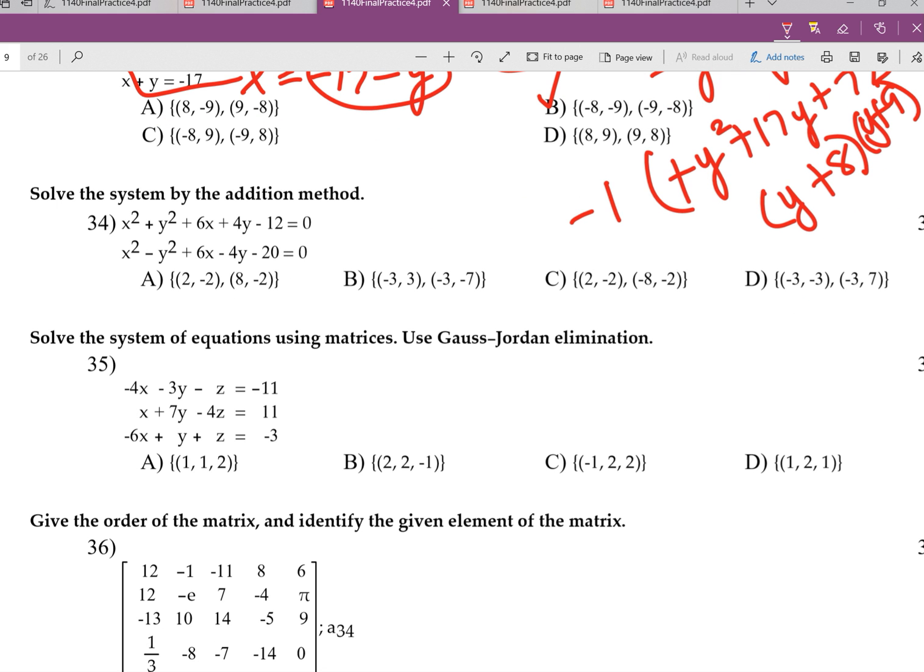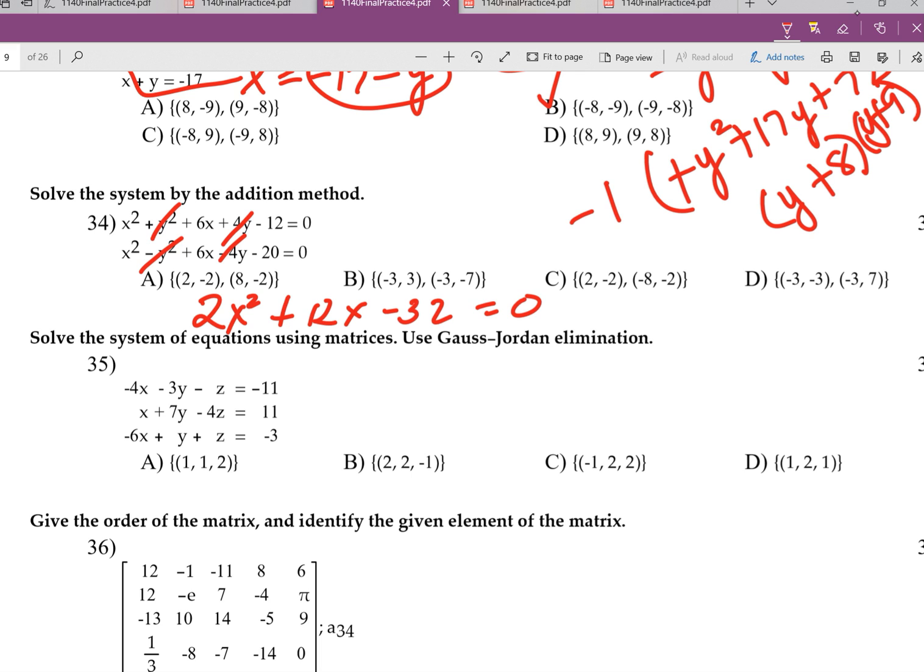The addition method, more of the same. I mean, if you want to see it, I guess I can do it. We're basically trying to cancel out all of the values that we can for 34. So the y's are already canceling. That's nice. The 4's are canceling. You're left with 2x squared plus 12x minus 32 is equal to 0.